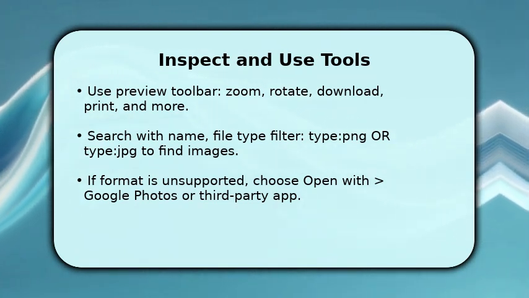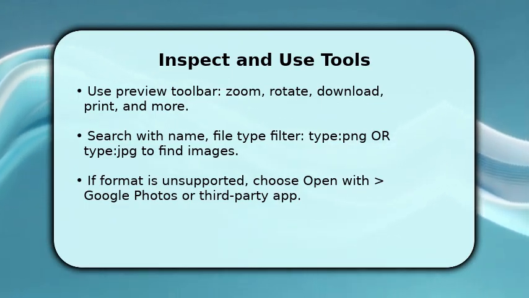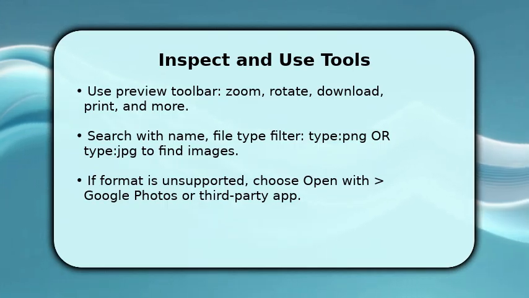If you can't find the image, search Drive by name or filter by type. For example, type PNG or type JPG, which is faster than browsing folders.